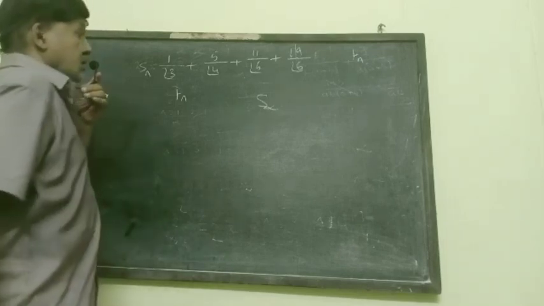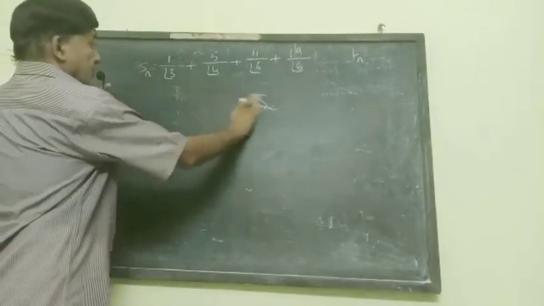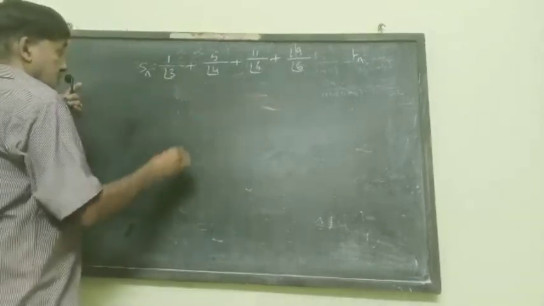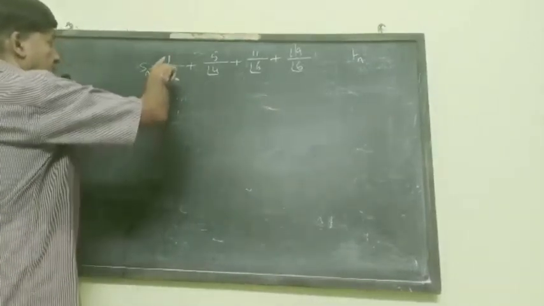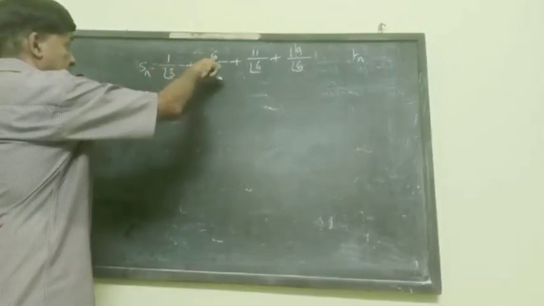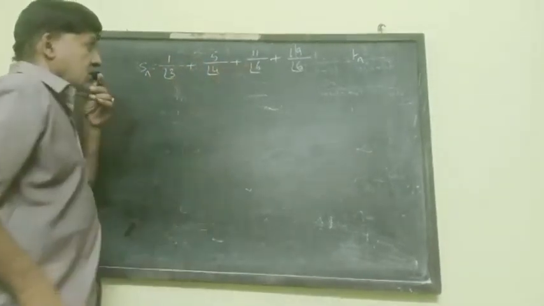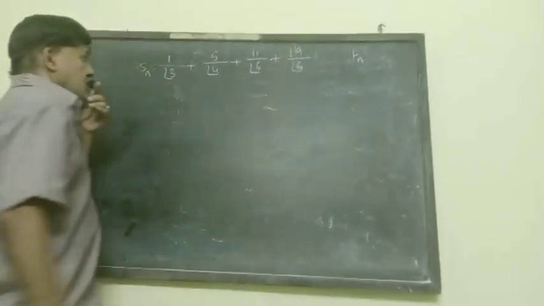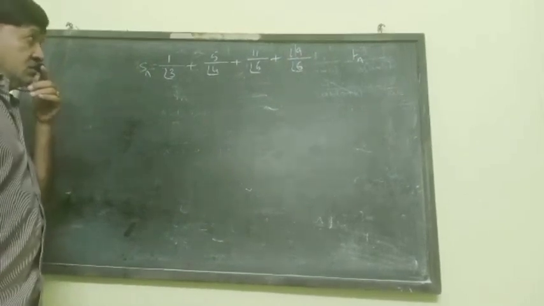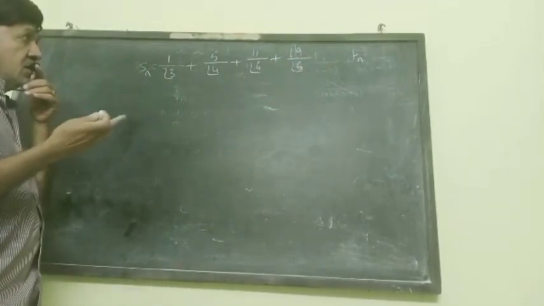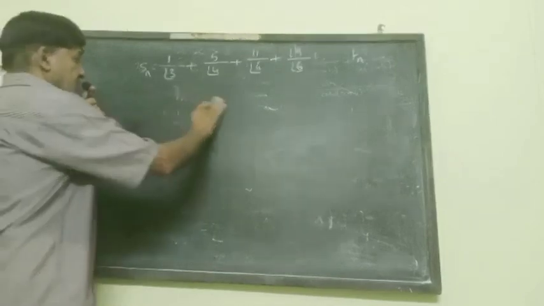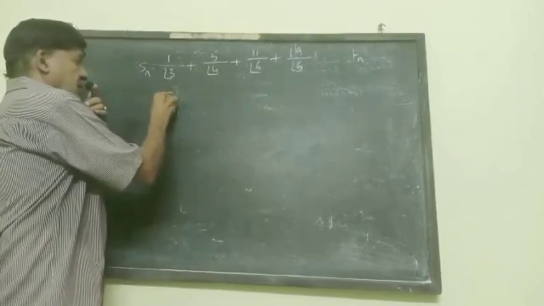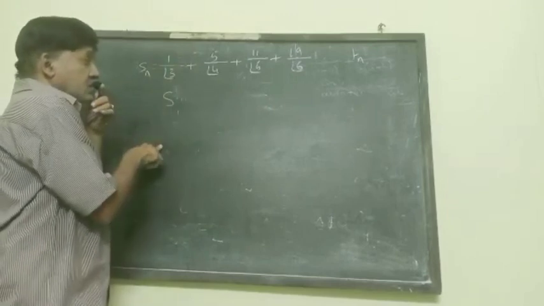So listen, this is a very good question. See here, you should observe that 1, 5, 11, 19 are neither forming an AP nor forming a GP. So first, I will try to calculate the nth term of the numerator.